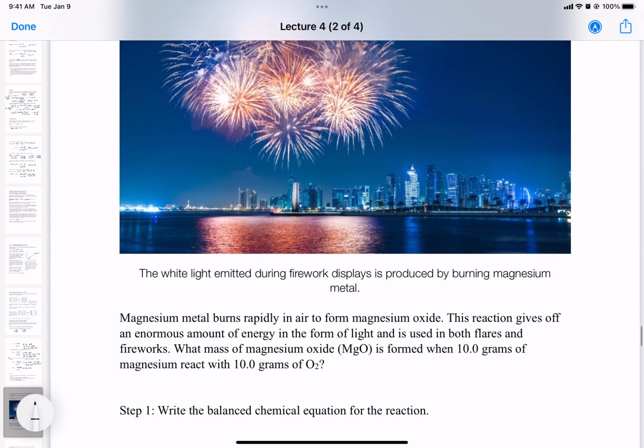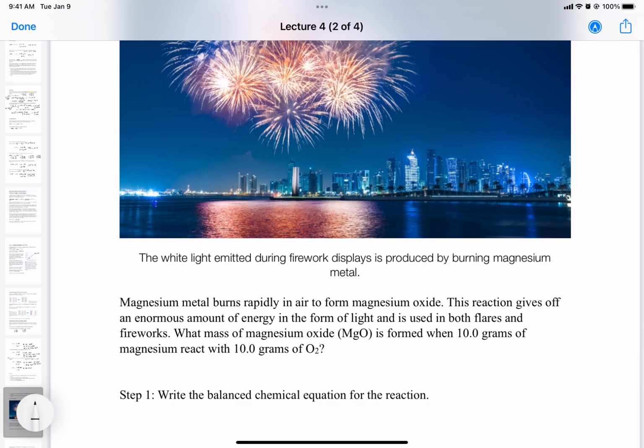Okay. So magnesium metal burns rapidly in air to form magnesium oxide. That's a chemical reaction, and the energy release is in the form of the white light that we see. The reaction gives off an enormous amount of energy and is used in both flares and fireworks. A typical flare uses either potassium or strontium to get that red color, which is pretty much the source of the red light.